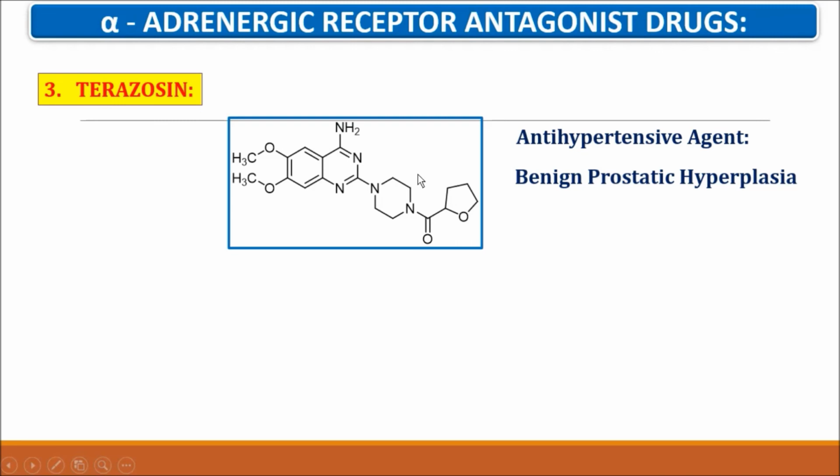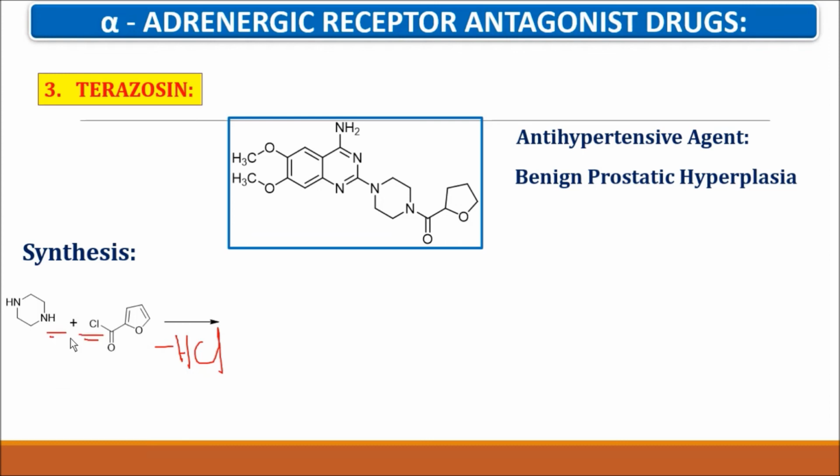Let's see the synthesis. For the synthesis, we take the piperazine ring first. Piperazine reacts with furanyl chloride, the furanoic acid chloride at the second position. The amine reacts with the acid chloride, which is very reactive, with loss of HCl: chlorine from the acid chloride group, hydrogen from the piperazine nitrogen. So we get this compound.